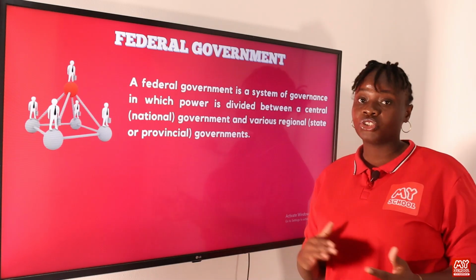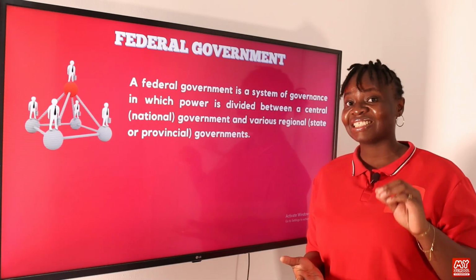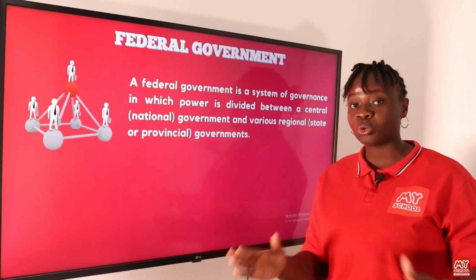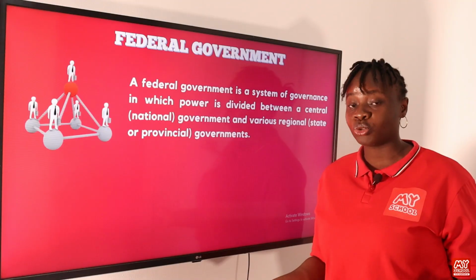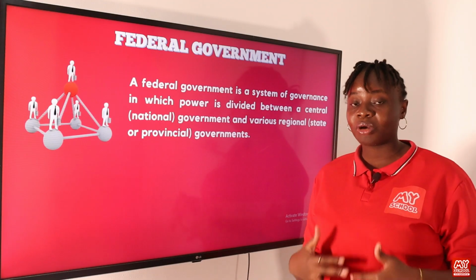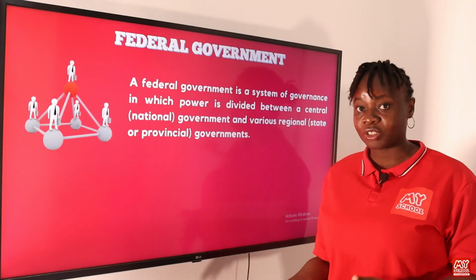This is unlike a unitary system of government where power is concentrated in the hands of the central government, the central authority. Power is not devolved or decentralized to various units. But in a federal system of government, power is decentralized, power is devolved to various units within the federation.